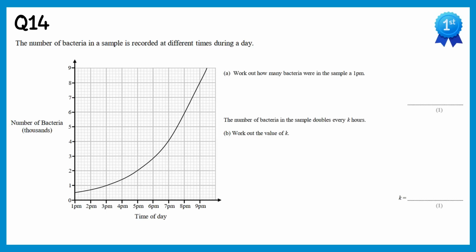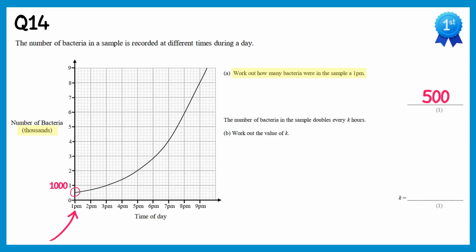For this question, we need to work out how many bacteria were in the sample at 1 PM. If you look at the bottom axis, you can see 1 PM here, so we'll read off the value from the graph, which is here. You need to be very careful in this question though. If you look at the axis, it says the number of bacteria in thousands. So the 1 on this axis doesn't represent 1 bacteria, it represents 1,000. The point on the graph is about halfway down this, so it's about 500.